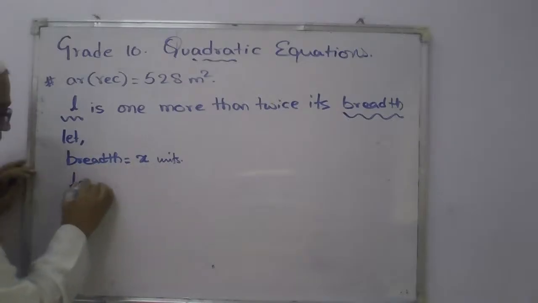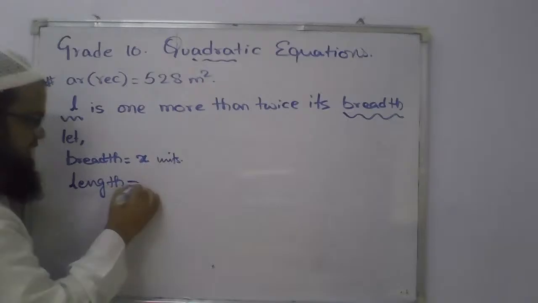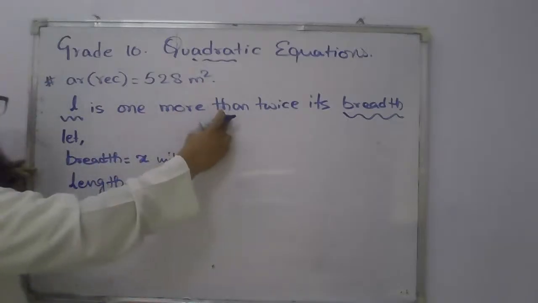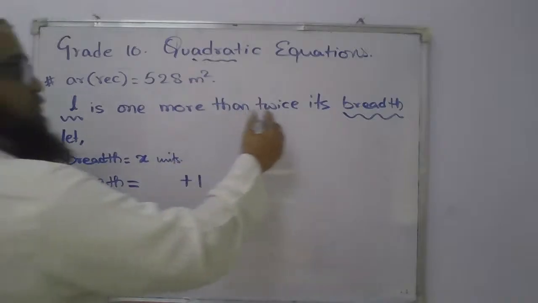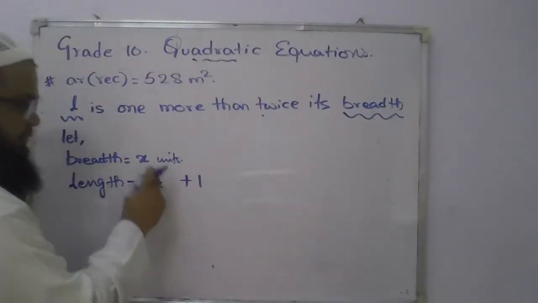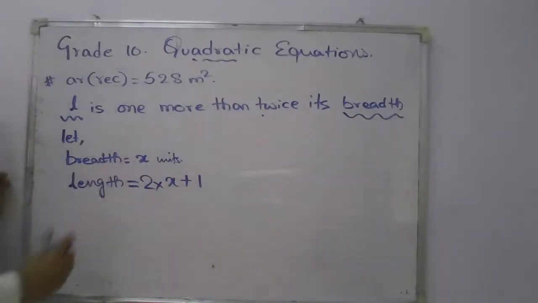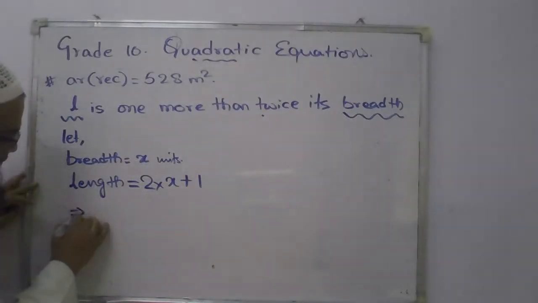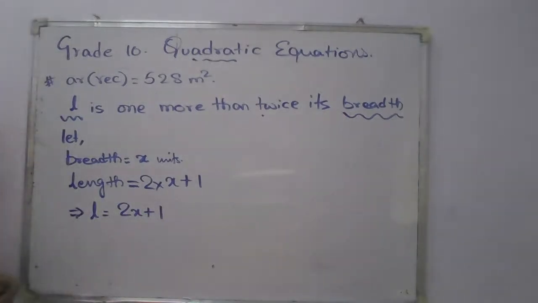Now what will be length, my dear students? Length is 1 more than, so that means plus 1. More than what? Twice its breadth. Twice means 2 times its breadth. What is breadth? x. This is the most important part. So that implies length is equal to 2x plus 1. This is the most important part in this question.